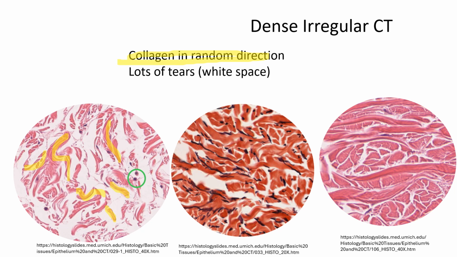Some students think that these spaces are lumina, singular lumen, or open spaces. No, it's not an open space that exists in your body. The white spaces are something that happen as we make a slide of the tissue.